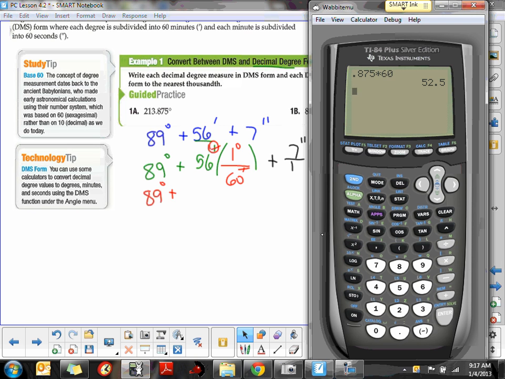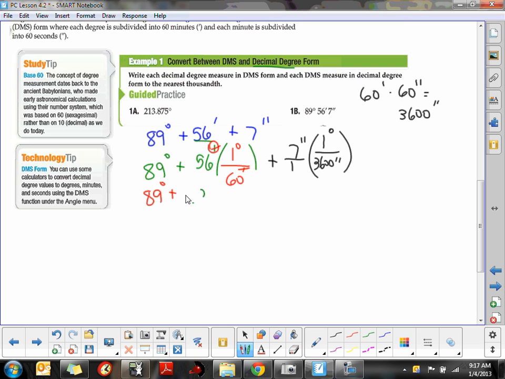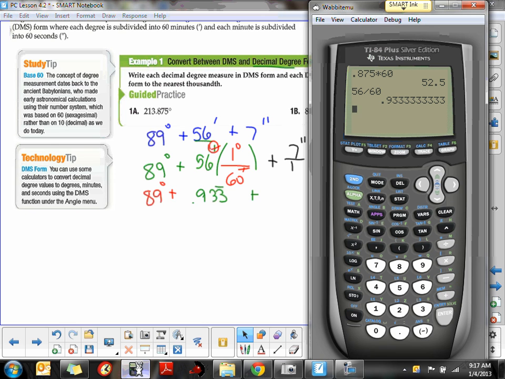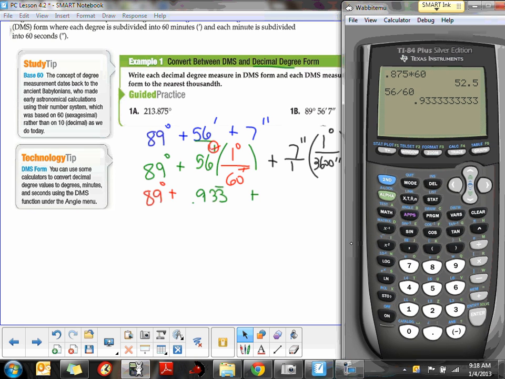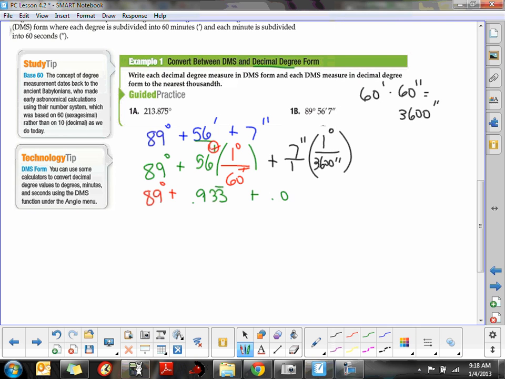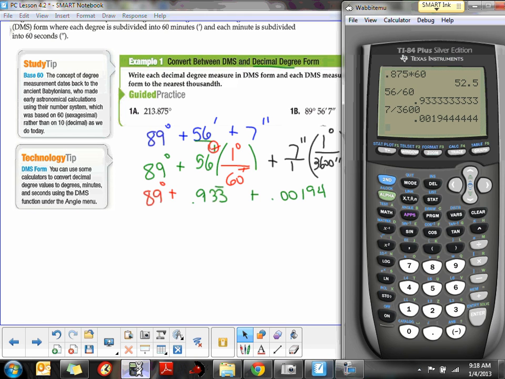First, I take 56 and divide it by 60, and that means we have 0.933 repeating, plus we want to take our 7 seconds and divide it by 3,600. It's going to be better if I do this all in one stream, so I'll do the calculation and come back and do it a different way so I get it all together. 7 divided by 3,600 gives us another 0.00194. I can be more accurate with this if we calculate it all in one string.